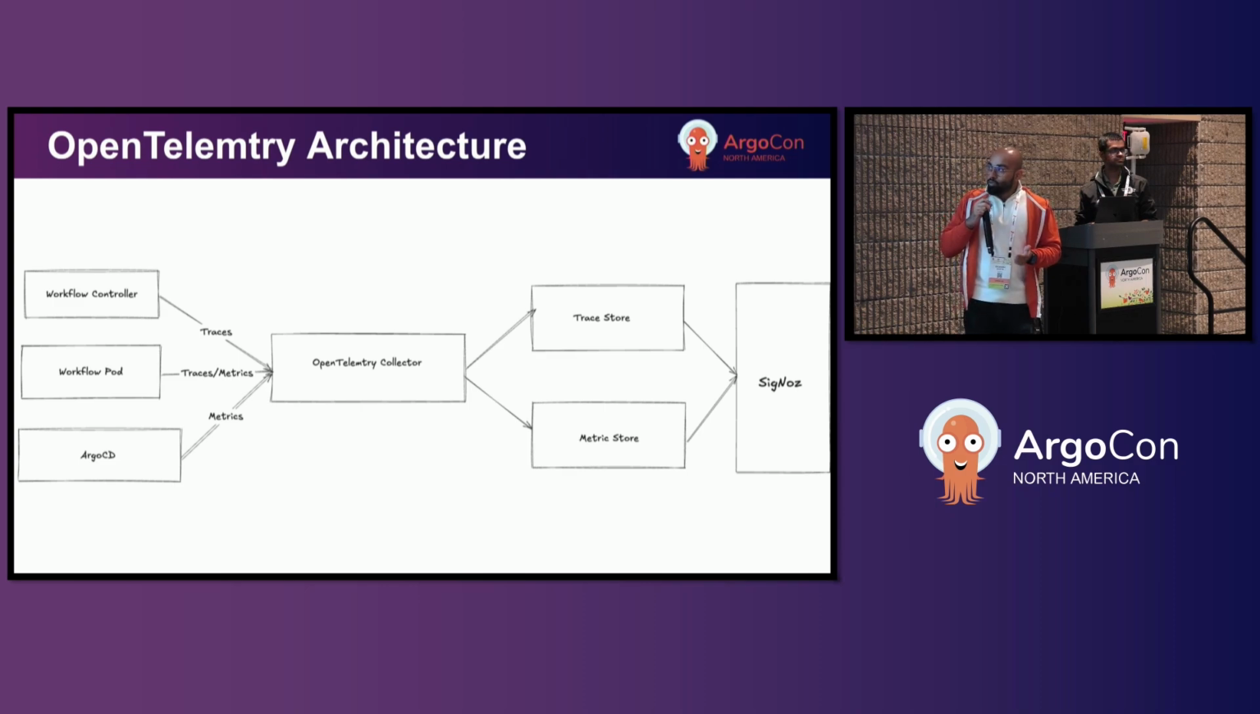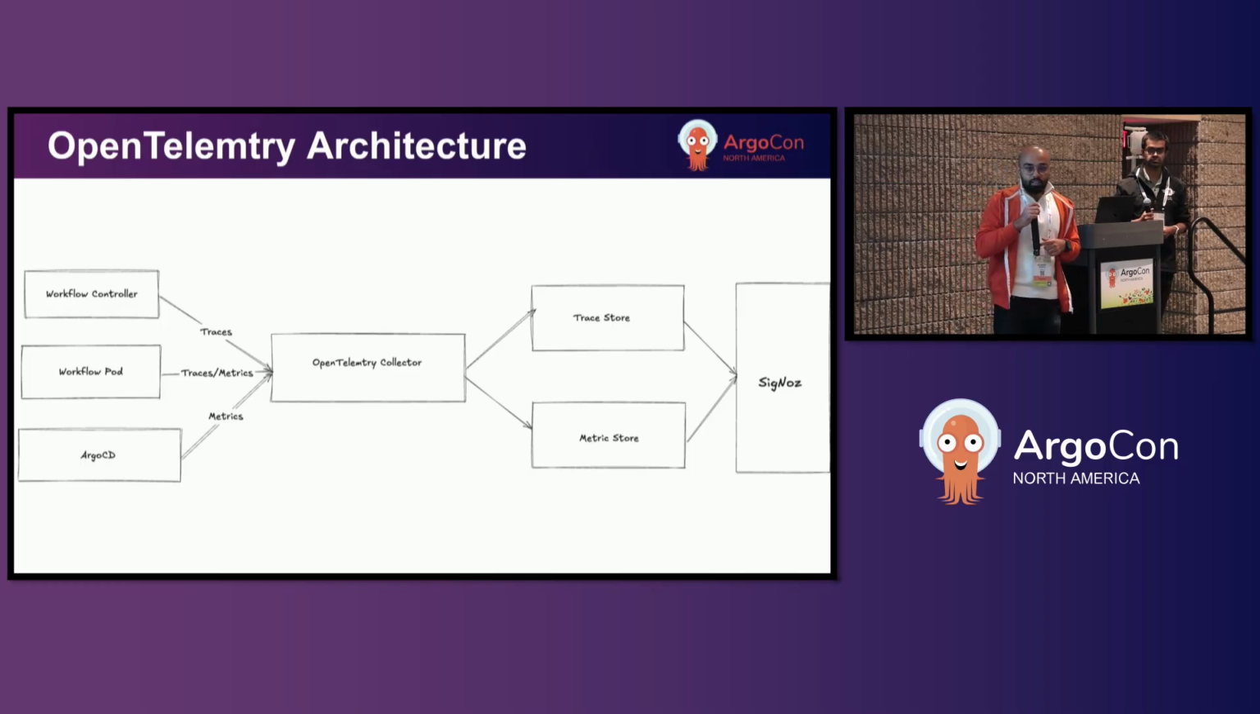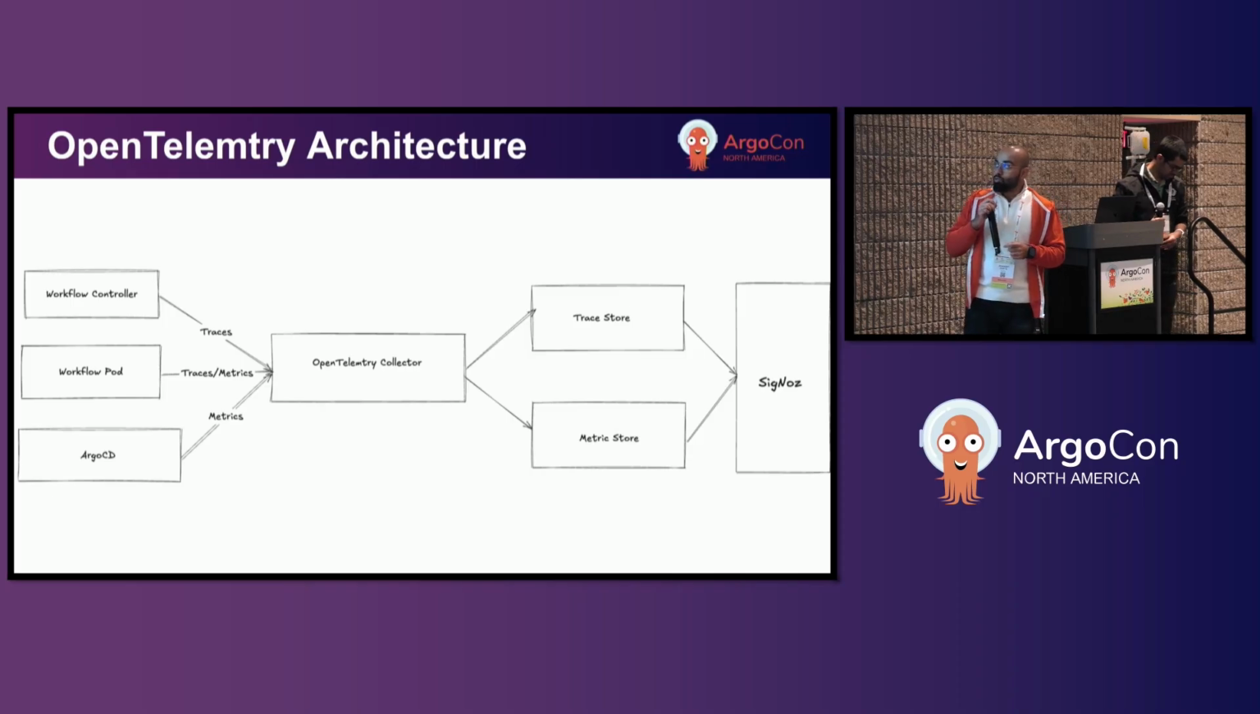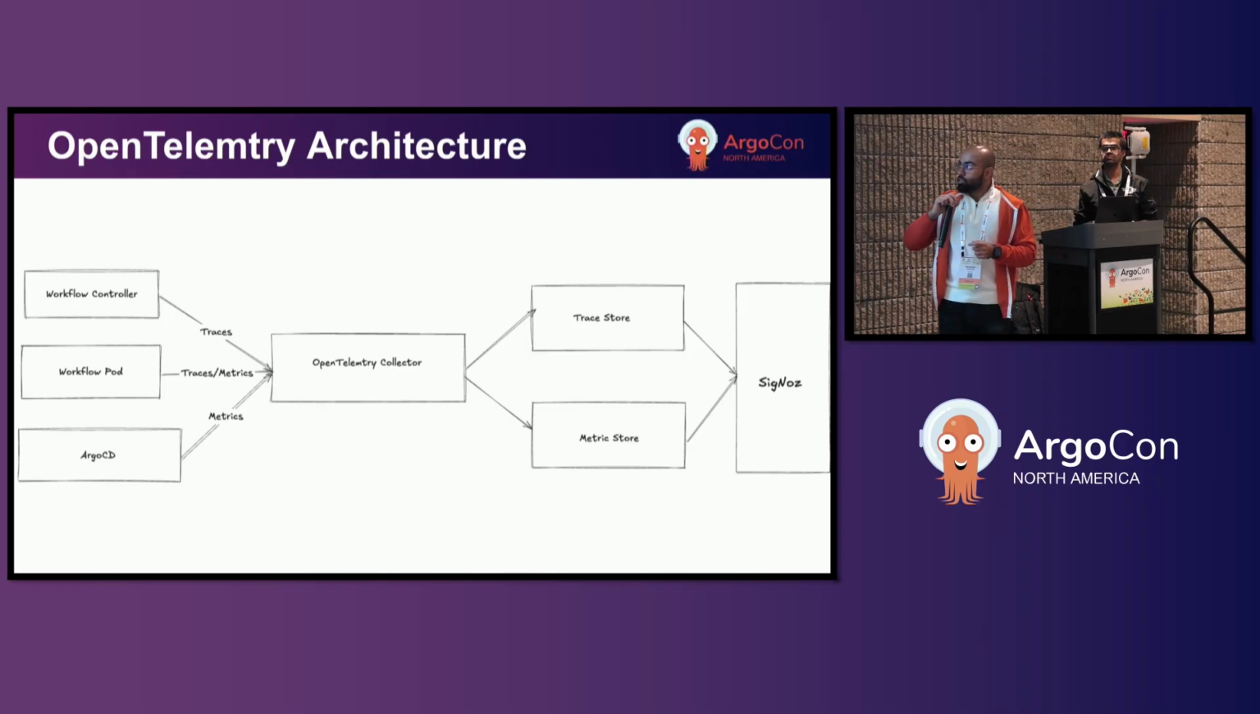So the workflow controller is going to send out traces. The workflow pod is going to send out traces and metrics, and ArgoCD is going to send out metrics directly to the OpenTelemetry collector. The OpenTelemetry collector is then going to send all these things to a trace store or a metric store, and it can be visualized on SigNoz right now.